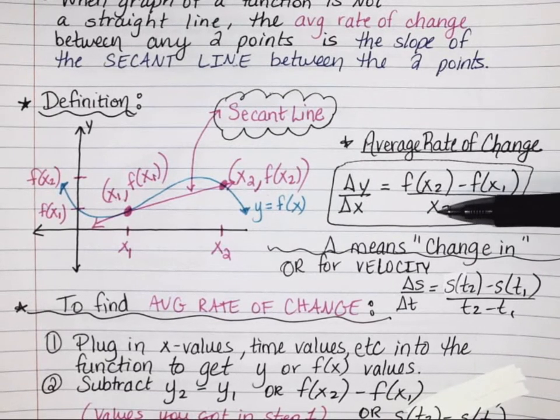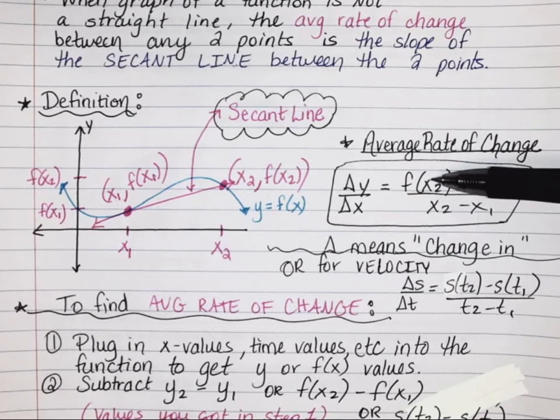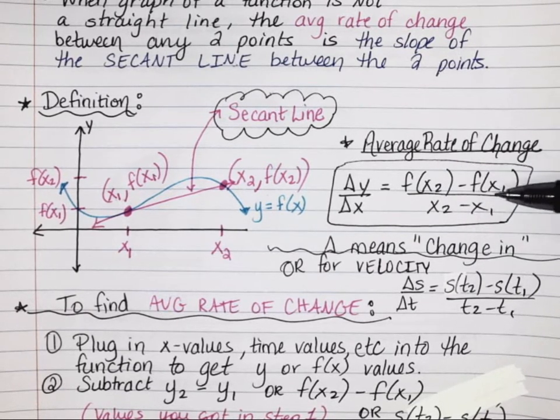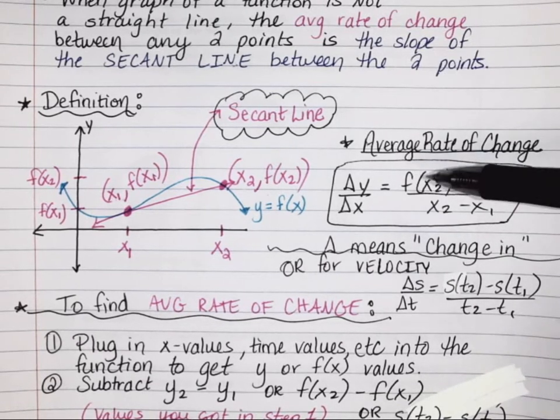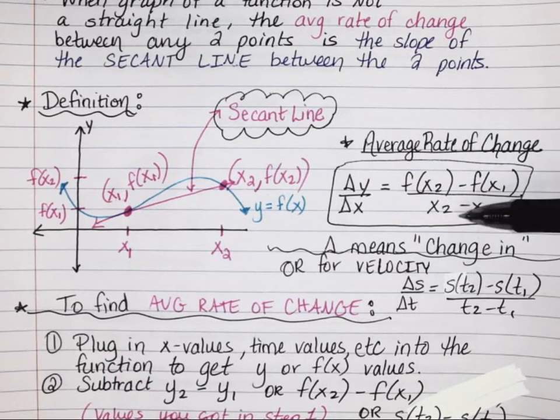You will be given your x values. You're going to have to plug in to get your corresponding y with that x and your corresponding y with this x. But you're still doing the same thing you've always done. You're going to subtract your y's and your x's on top and bottom respectively and in the same order.